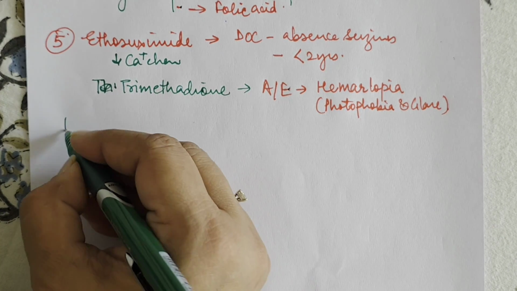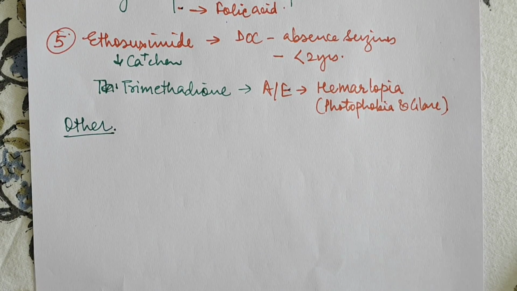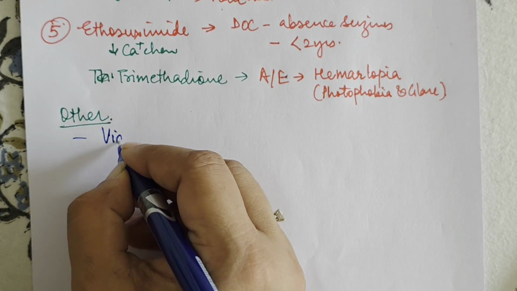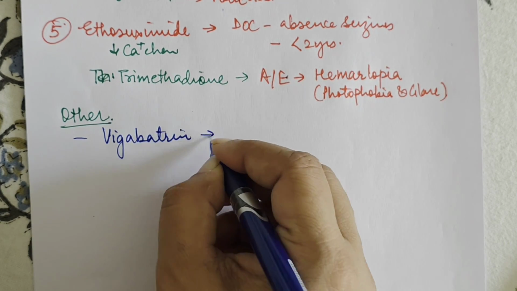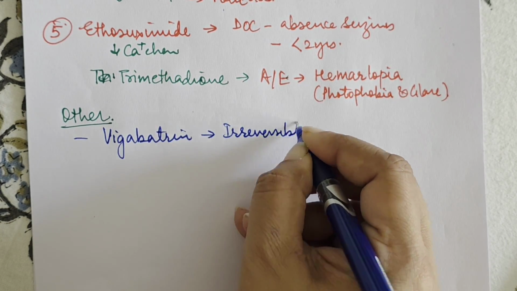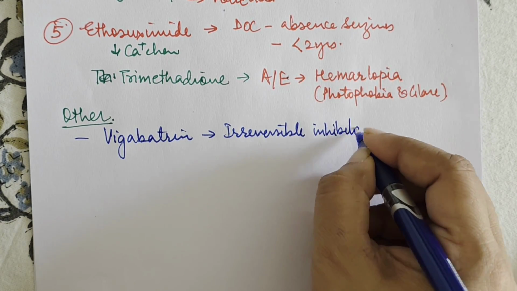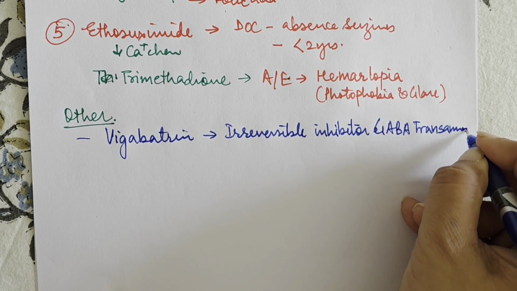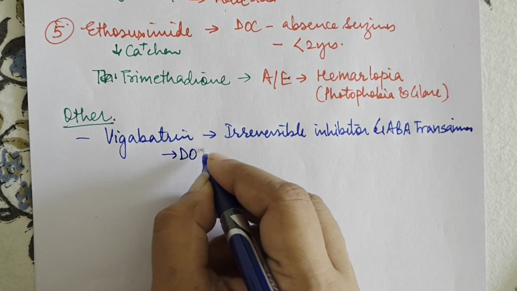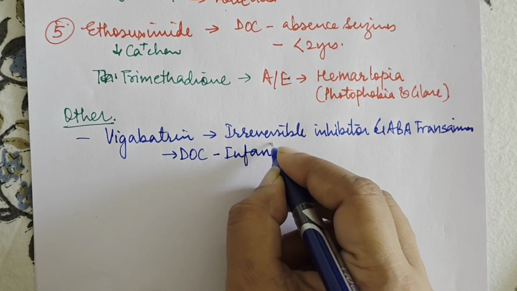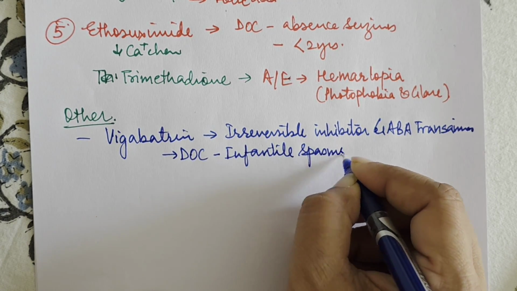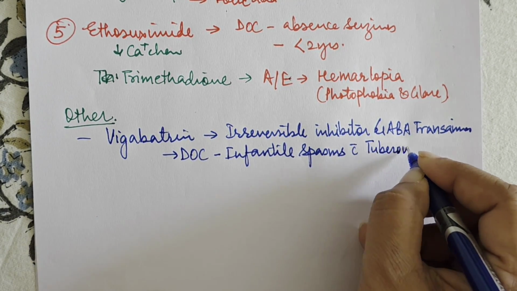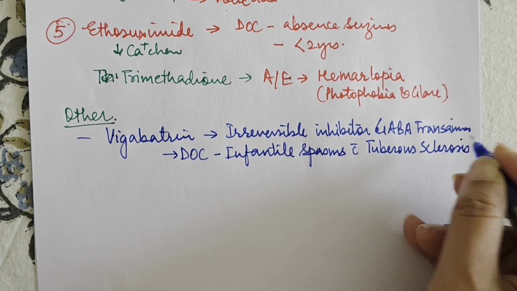Then let us see other drugs. Other drugs are the drugs which are acting through the GABA channel. So in this we have vigabatrin, which is an irreversible inhibitor of GABA transaminase. Okay, so it increases the GABAergic activity. It is the drug of choice for infantile spasms associated with tuberous sclerosis, right?